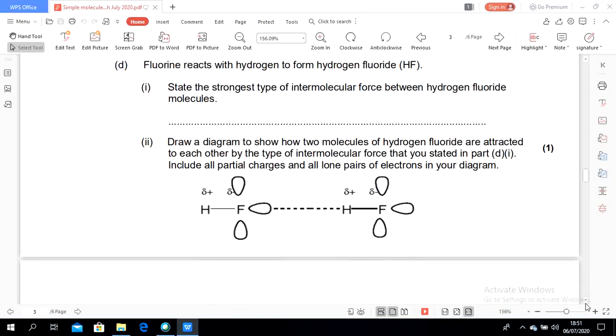Now D. Fluorine reacts with hydrogen to form hydrogen fluoride. The strongest, we know that when hydrogen combines chemically with an electronegative element, it has hydrogen bonding. Draw a diagram to show how two molecules of hydrogen fluoride are attracted. Similarly to two molecules of ammonia, here are two molecules of hydrogen fluoride. Of course, they will form hydrogen bonding. This dashed line represents the hydrogen bonding.